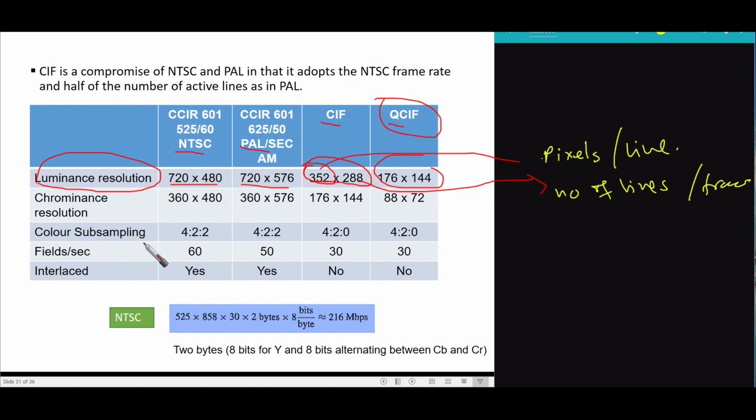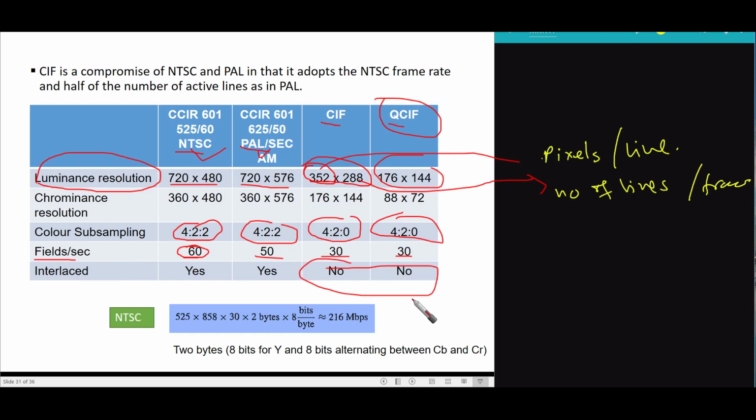And for color subsampling, in NTSC they use 422, and for PAL 422. For CIF they use 420 subsampling. And how many fields per second? 60 fields per second, 50 per second, 30 per second, 30 per second. 60 fields per second means 30 frames per second. And NTSC and PAL use interlacing, but CIF and QCIF use non-interlaced or progressive scanning. So either interlace or progressive scanning. Progressive scanning means no interlace. Okay.